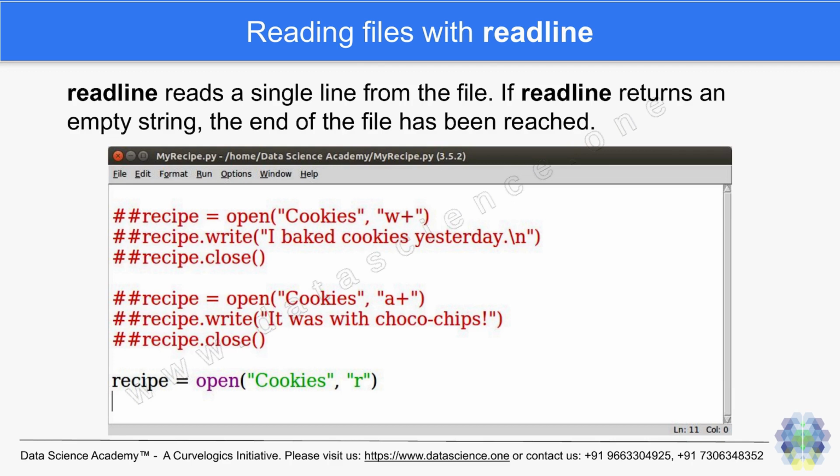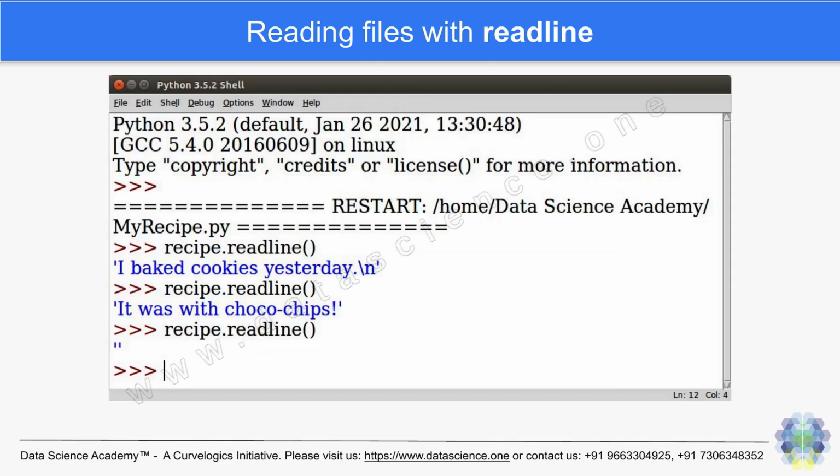Readline reads a single line from the file. If readline returns an empty string, the end of the file has been reached. This script opens the file in read-only mode, and makes it accessible for the readline method. Running the script within IDLE shows how readline reads one line at a time. Every time the method is called, the next successive line is read. When the end of the file is reached, readline displays an empty set of quotation marks.